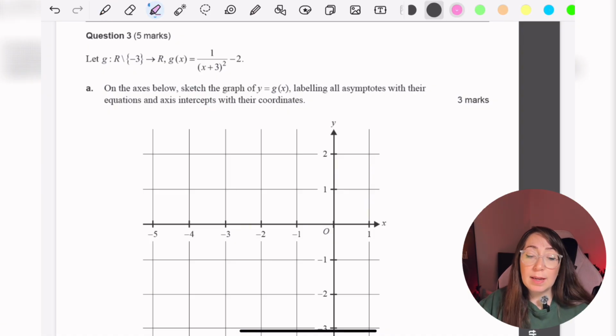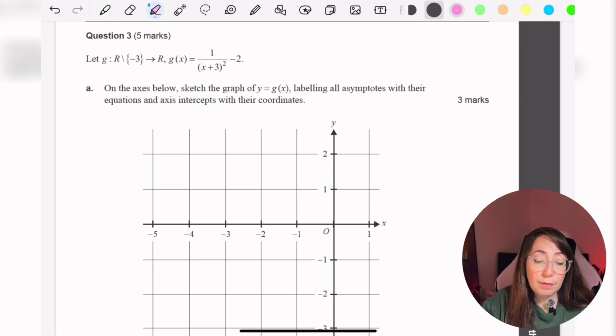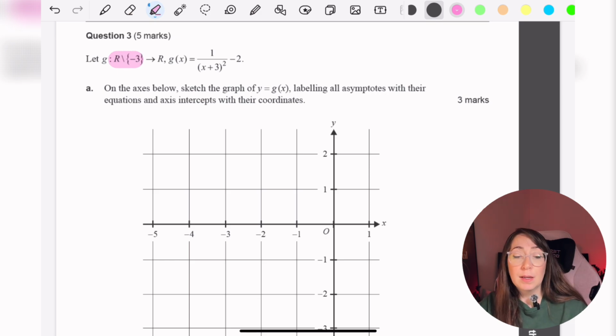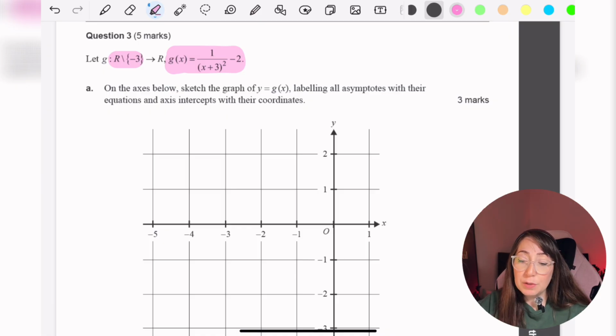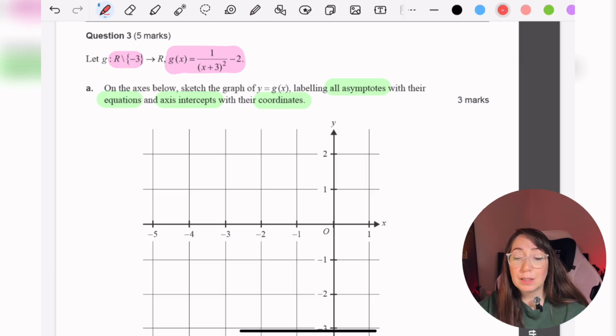So this is a sketching question, things that we should highlight. First of all, always highlight the domain. In this case, it's the maximal domain, but sometimes they'll throw you a random domain and a lot of students will lose marks because of that. And then of course, there's the actual equation itself if you wanted to highlight it or just keep note of it. Now, in terms of the instructions, it says on the axis below, sketch the graph, labeling all asymptotes with their equations and axis intercepts with their coordinates. Of course, you should do this regardless, but the fact that they've clearly said it means that there are going to be marks there. And if you don't do it, you're going to lose your marks.